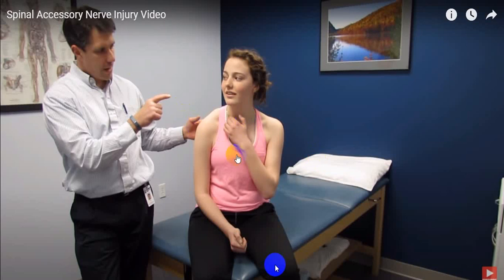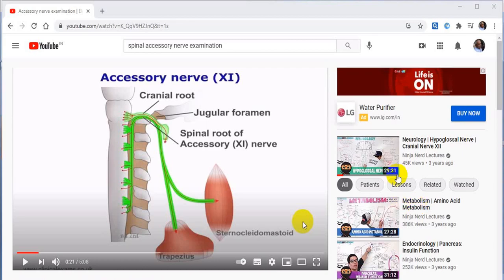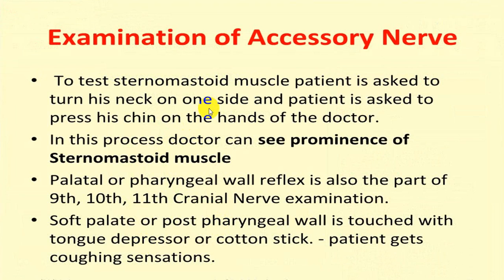So you are looking for the sternocleidomastoid action movements. Sorry, this video is not working. Otherwise, we could have seen that particular action. Now you can see that first it supplies the sternocleidomastoid and then it supplies the trapezius muscle. Again, this particular video is not working. So these are the two muscles which are being checked.